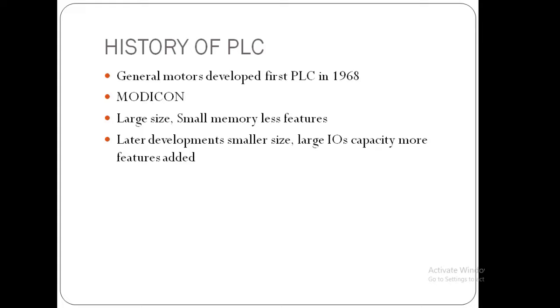History of PLC. The first PLC was developed by General Motors. Its name was Modicon, in 1968. It was huge in size, and its features were very small. At that time, it had very little memory. Its IOs were very few, and its capacity and features were added in recent times. With the passage of time, it developed into its modern shape. Today, the PLCs we are seeing are its developed form. Its size is reduced, its characteristics are more, it can handle more IOs, it has more memory, and its CPU is more effective than the previous one.